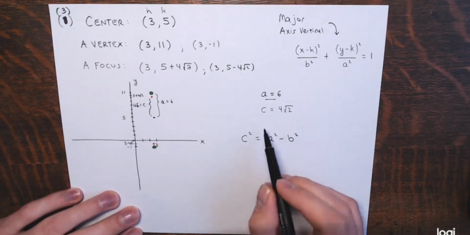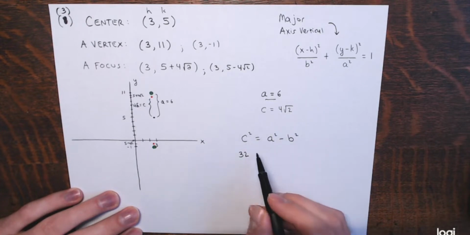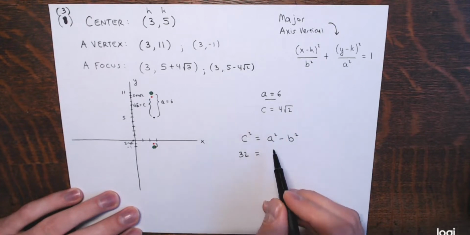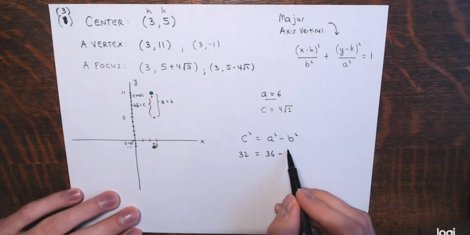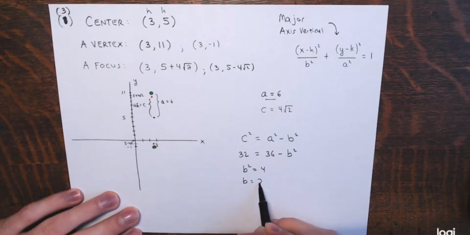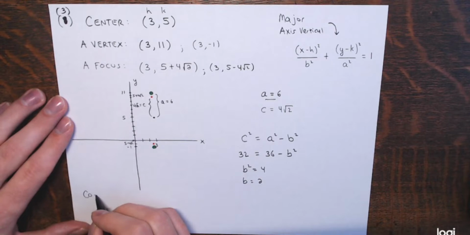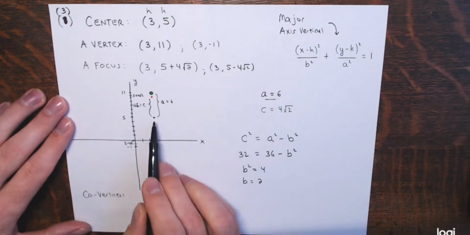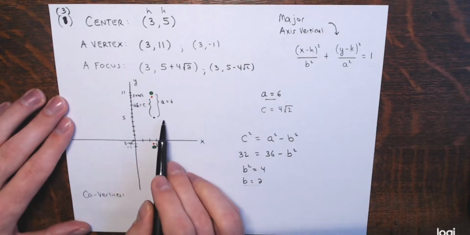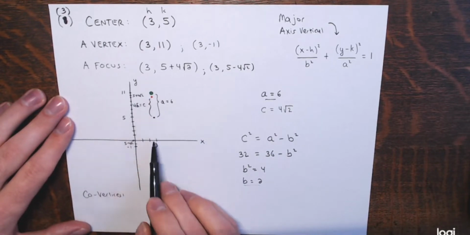c squared will be 32, that's 16 times 2. a squared is 36. And then we solve for b. Again, we're seeing that b squared must be 4, so b must be 2. They didn't tell us, but I can tell you what the co-vertices are then. They're just two units to the right and left of the center. The minor axis will be horizontal if the major axis is vertical.